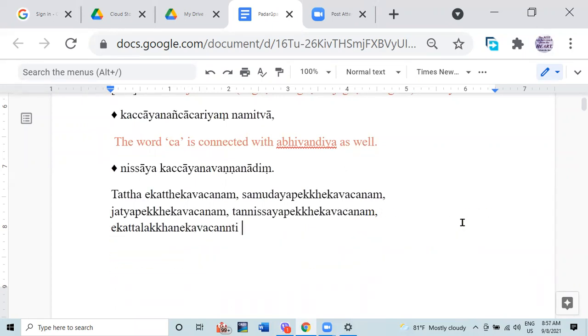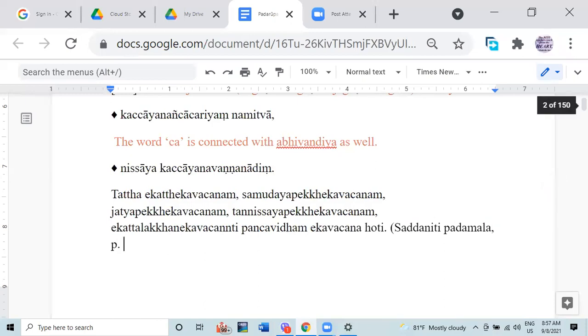Pancha vidham eka vachanam. This is from Saddaniti, Sakta Niti Ramala, page number 26. In fact, from 22 to 28, he widely explained this point.